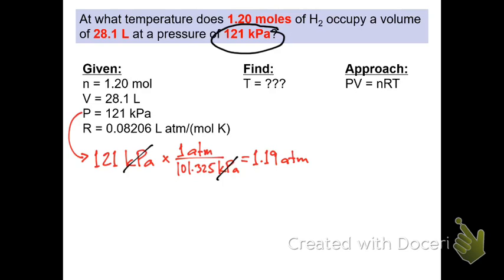All right, so now we're trying to find temperature. And we can use this equation here, PV equals nRT, to get temperature. So we can just divide both sides by nR so that we can isolate temperature by itself. So nR would cancel out, leaving you with the formula for temperature. So temperature equals PV divided by nR.